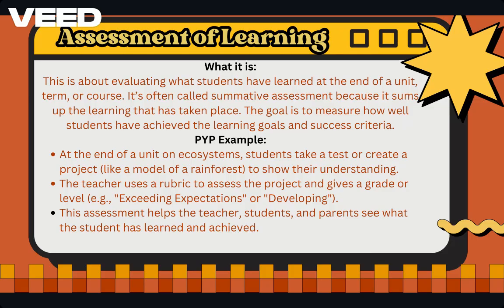Now, here are a few examples from PYP. At the end of the unit on ecosystems, students take a test or create a project like a model of a rainforest and present their understanding. The teacher uses the rubric to assess the project and give a grade or a level like exceeding expectation, developing, emerging, needs support, etc. This assessment helps the teacher, the students, and the parents see what the students have learned and achieved in a particular unit. So, this is about assessment of learning.